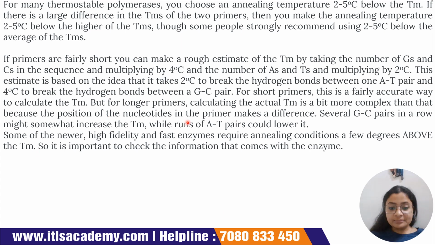But for longer primers, calculating the actual TM is a bit more complex than that because the position of the nucleotides in the primer makes a difference. Several GC pairs in a row might somewhat increase the TM, while runs of AT pairs could lower it. So this formula is something that you need to remember as far as your MCQ questions or assessment questions are concerned. ठीक है कि कैसे हम TM को कैलकुलेट करेंगे.